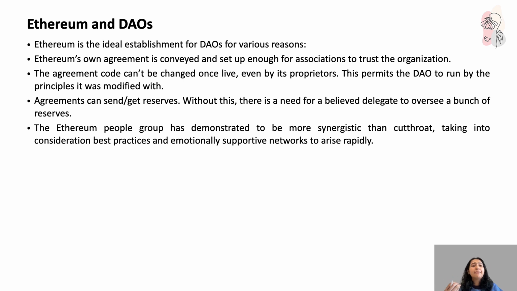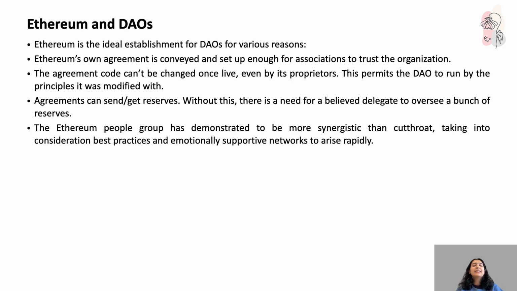Second, the agreement code can't be changed once live, even by its proprietors. This permits the DAO to run by the principles it was programmed with. So second thing is smart contracts on Ethereum are immutable once deployed. Once deployed, you cannot make changes. Not even the original developers can change the code after it goes live. So this gives an assurance that a DAO that is running on Ethereum is actually running according to the rules it was programmed with, creating trust, transparency, and predictable governance.